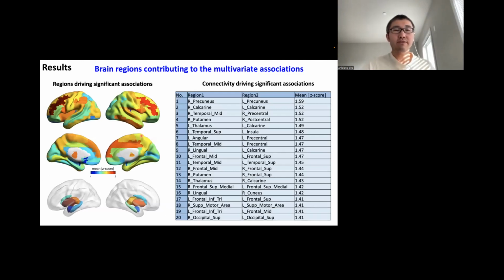And then we try to identify some important regions of connectivity that drive the overall multivariate associations. This figure illustrates the extent to which the regions contribute to the overall multivariate associations, with red representing the greater contribution. We can see the regions with greater contribution primarily involve the dorsolateral prefrontal cortex, medial prefrontal cortex, and putamen. For the connectivity multivariate GWAS, we found connectivity between precuneus, calcarine, and post-central, precentral cortex drive the overall multivariate associations.